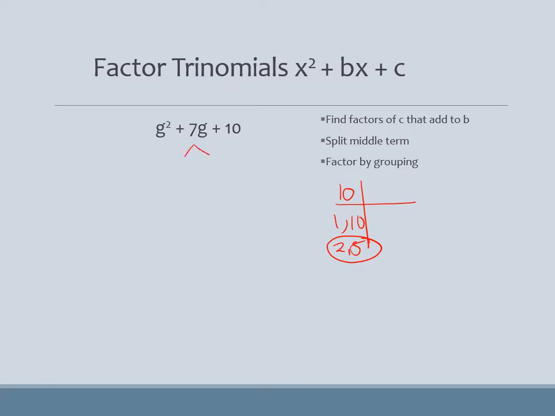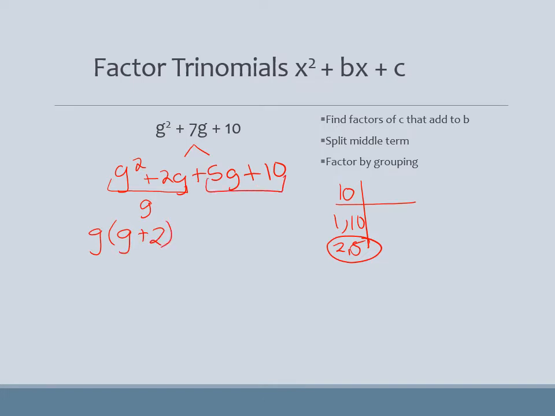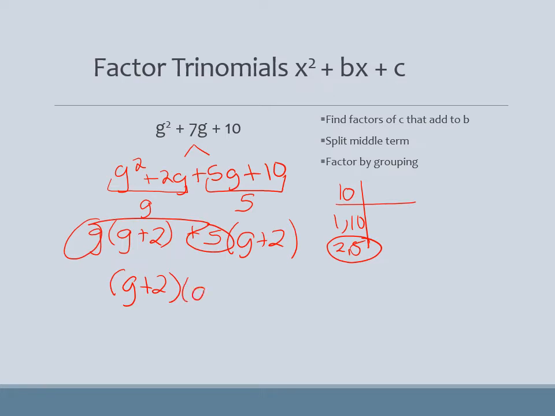So we're going to split this middle term, and we're going to get g squared plus 2g plus 5g plus 10. And then we're going to group. So we've got g times g plus 2. We're going to factor out a 5 here, and when we do that division and factoring that out, I get g plus 2 again. So just like what we've been doing the past few days, this factors to g plus 2 and g plus 5.